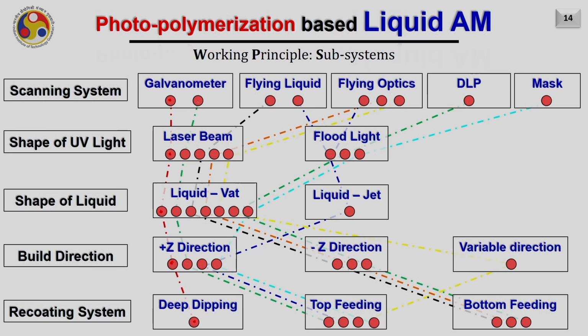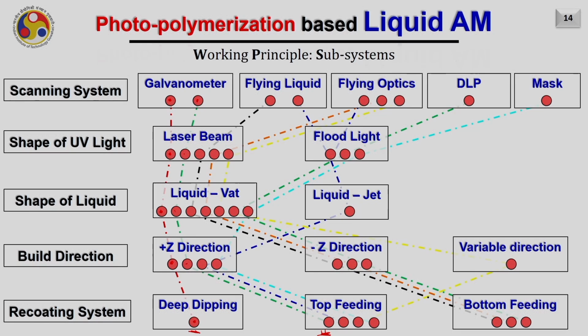Then this green color line shows the next version of the machine, which was developed by 3D Systems itself, again after a few years. The only difference was in the feeding mechanism. The scanning system was the same, shape of UV light was the same, shape of liquid was the same, build direction was the same, but instead of using deep dipping for recoating the layer, they developed a technology for top feeding and they call it Zephyr. In a similar fashion, other machines are highlighted here and the subsystems used in these machines are connected through a ribbon.